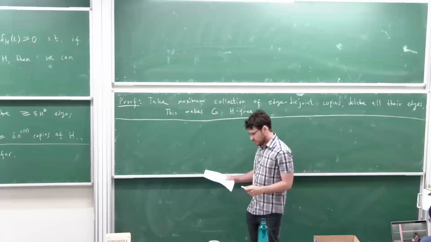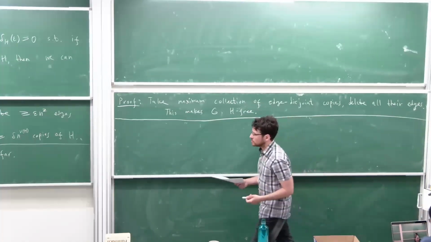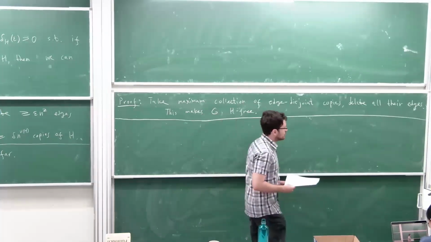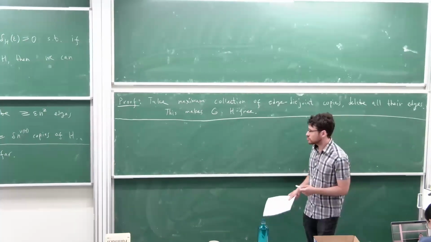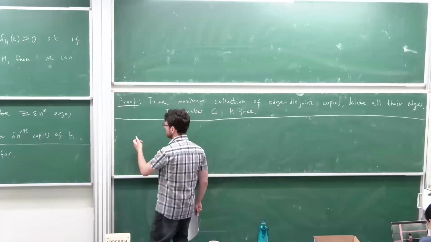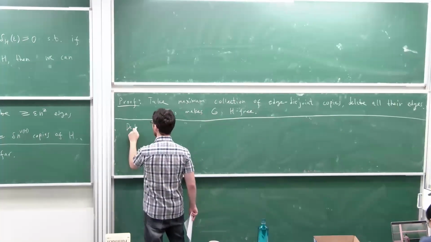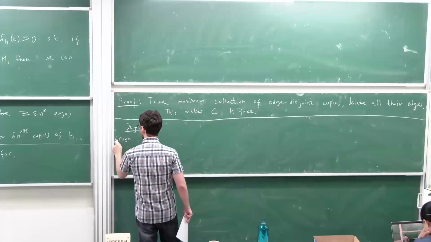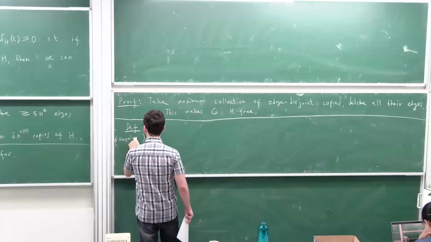So now I want to start going towards the proof of this theorem. So we will need the notion of a regular pair. So let me define it. Epsilon regular pair.